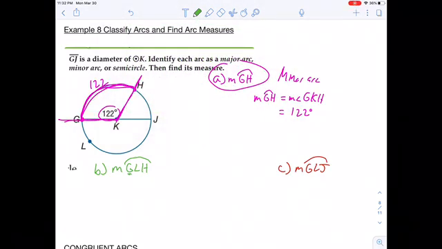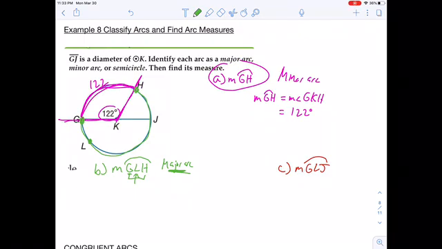Moving on to part B, the measure of arc GLH. When we use three letters to name an arc, usually we're talking about a major arc, and a major arc is a set of points that is more than 180 degrees. Looking at GLH, the first and last letters of the name of the arc are the endpoints, G and H. The middle letter is in between G and H, so here's L. My arc goes G to L, then to H, and that's going to be a major arc.